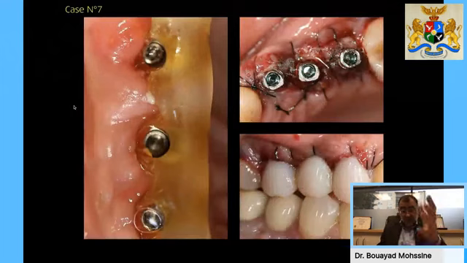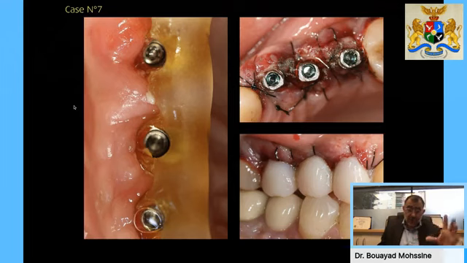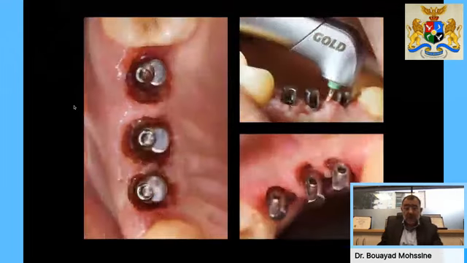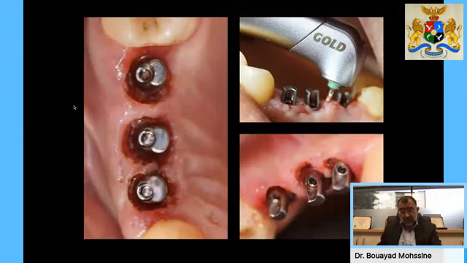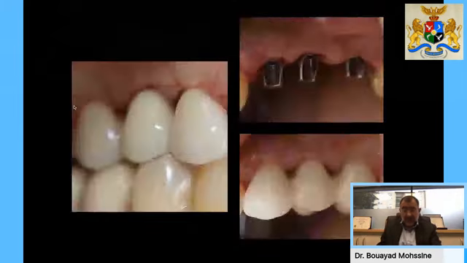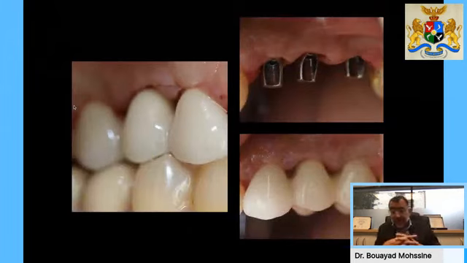In this case, we give a free gingival graft during the temporary phase, and we create a new volume of the soft tissue around the pillars, and we place the crowns, and we recreate a new papilla between the crowns.